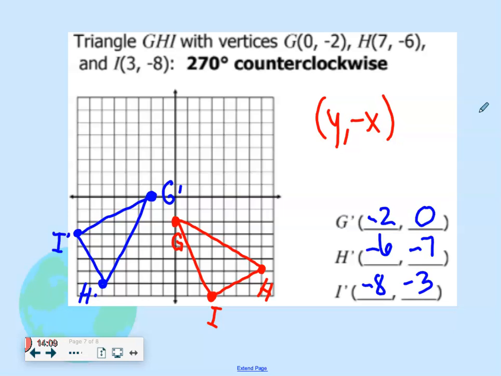Do we throw these away? It's just if you need it as a tool or not. It's up to you, however you want to do your rotations.